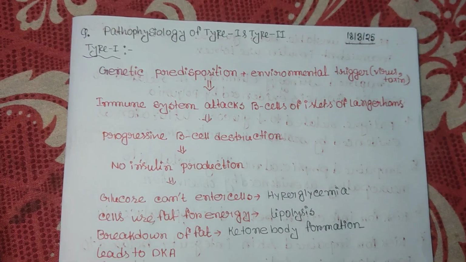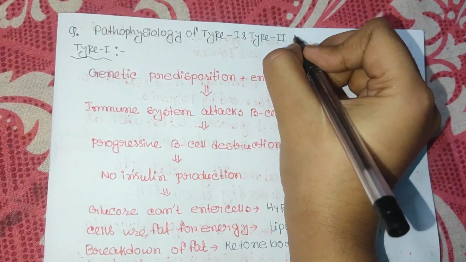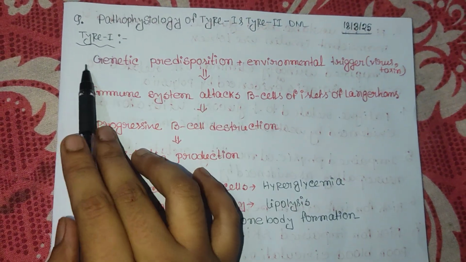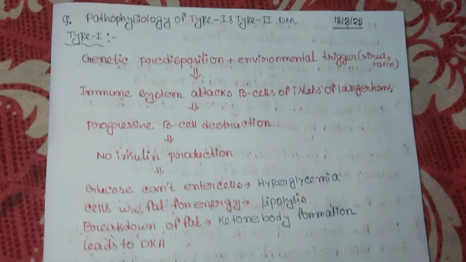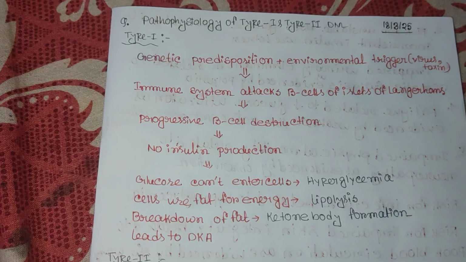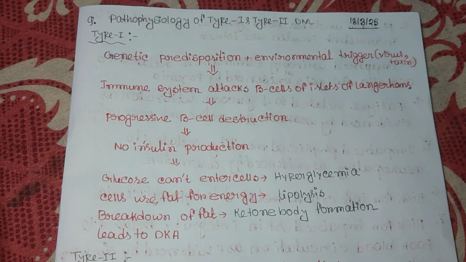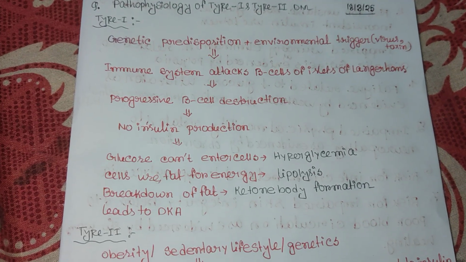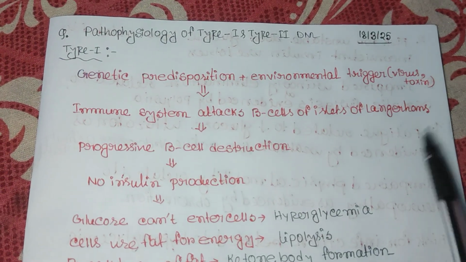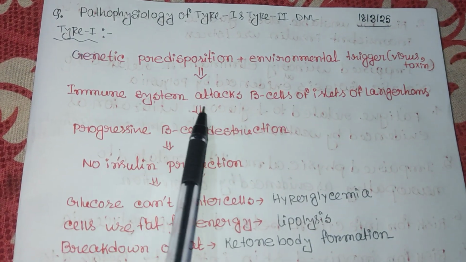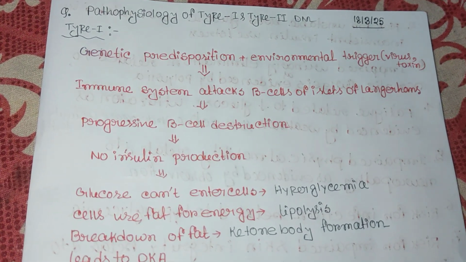So today's topic is the pathophysiology of type 1 diabetes mellitus and type 2 diabetes mellitus. First, type 1: genetic predisposition and environmental trigger. Genetic predisposition means it is determined by genetic factors, or it varies from one generation to another. Next, environmental factors like virus and toxin cause the immune system to attack the beta cells of the islets of Langerhans. It is an autoimmune disorder.